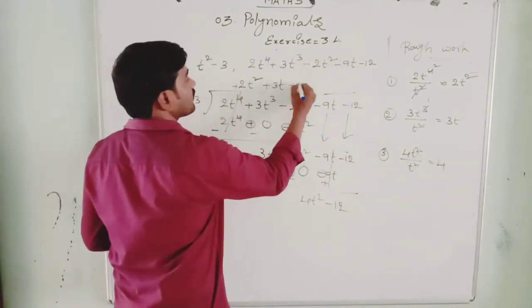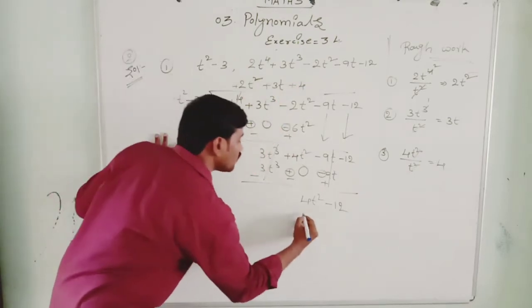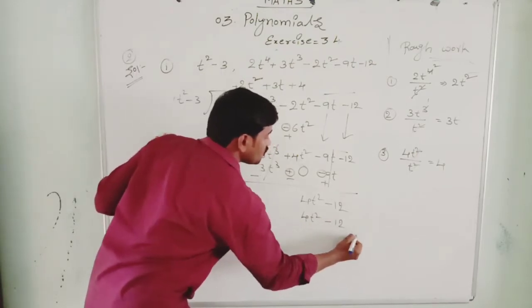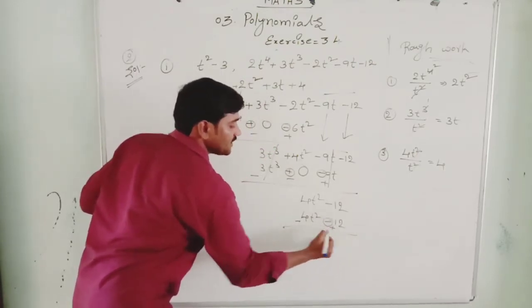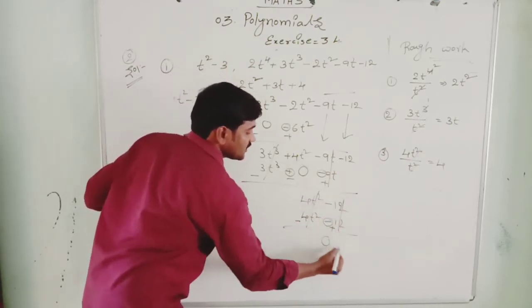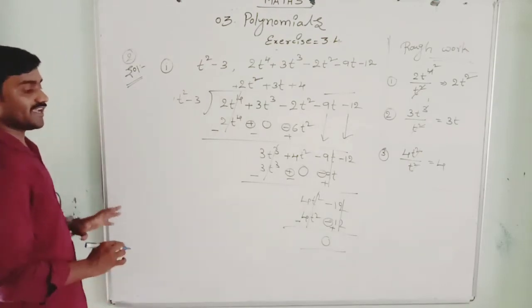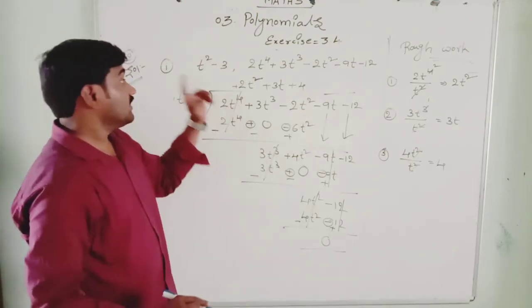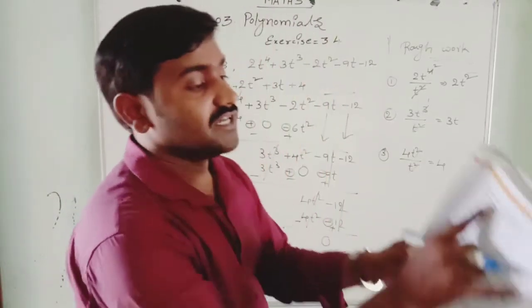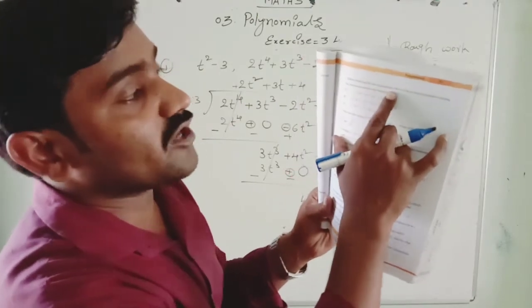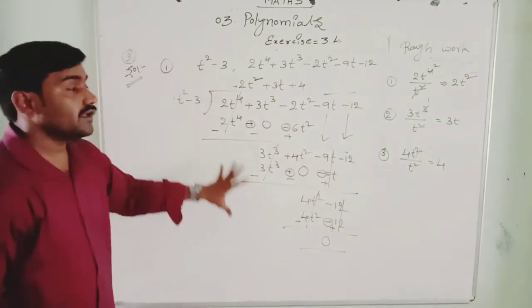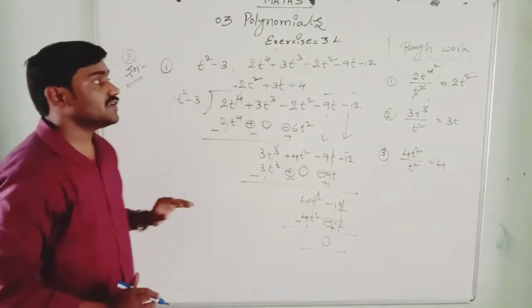So plus 4. Let us multiply 4 into t square is 4t square, 4 into minus 3 is minus 12. The signs change. Plus 4t square minus 4t square get cancelled. Plus 12 minus 12 get cancelled. 0. Therefore, if you get a remainder 0, then the first polynomial is a factor of the second polynomial.